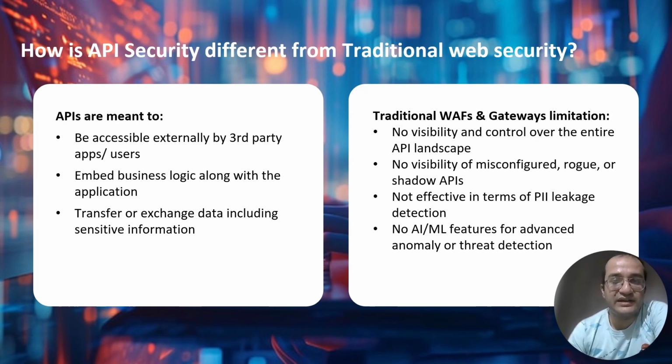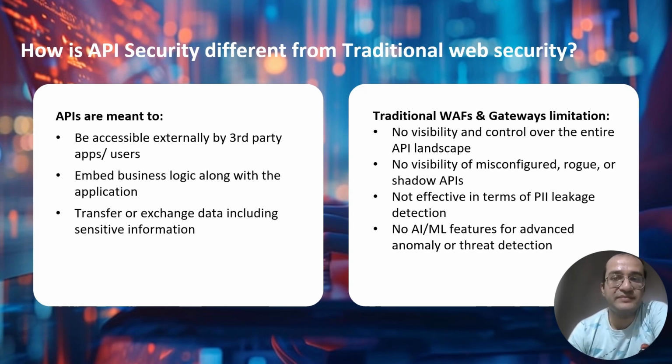3. Data validation. APIs often receive data from a wide range of sources, including third-party clients. This means that API security must include data validation measures to ensure that the data being received is valid and does not contain malicious code or malicious URLs.